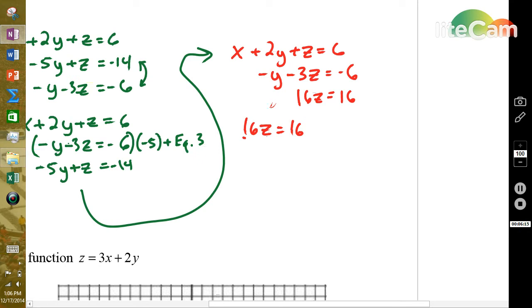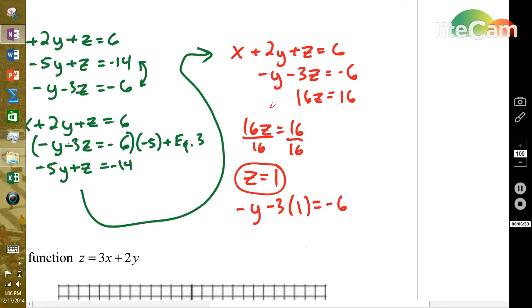First, you need to solve for z. Divide both sides by 16, and z will equal 1. That's one of the 3 variables. Take z and plug it back into the second equation. Negative y minus 3 times 1 equals negative 6. Solve for y. Negative y minus 3 equals negative 6. Add 3 to both sides. Negative y equals negative 3. Then finally divide both sides by negative 1. y should equal 3.